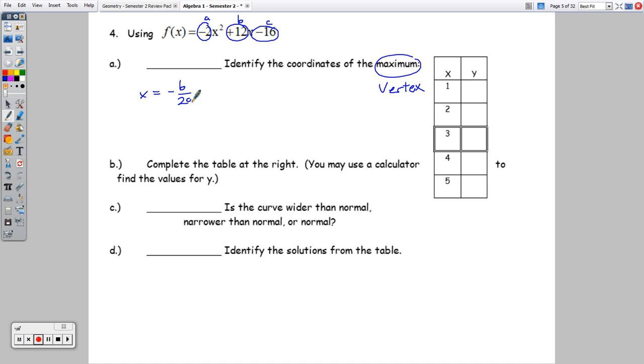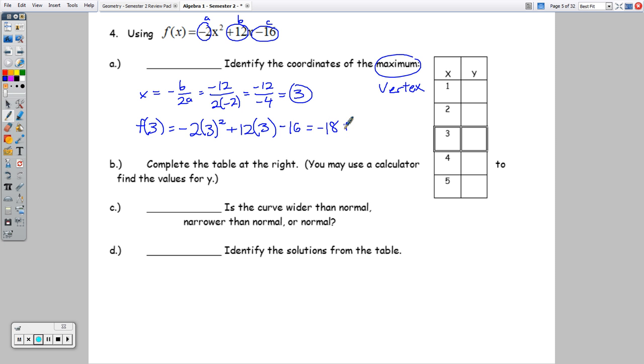So -b/2a is going to become -12/2 times -2. That's -12/-4, which is 3. And then we're going to take that to find the y value there, plug it back in. -2 times 3 squared plus 12 times 3 minus 16. Excuse me, this would be 9 times -2 would be -18 plus 36 and minus 16. If we put all that together, it looks like we've got 2 for our y value of the vertex. So the coordinates of the vertex, 3, 2.